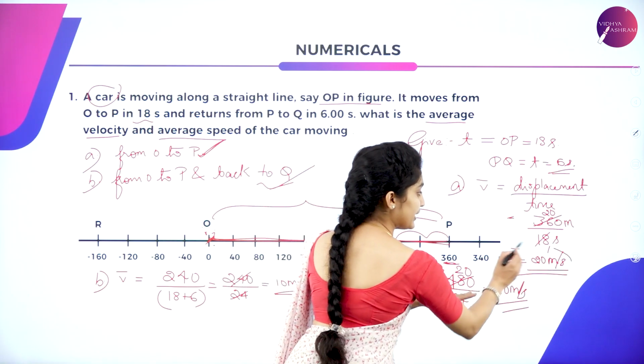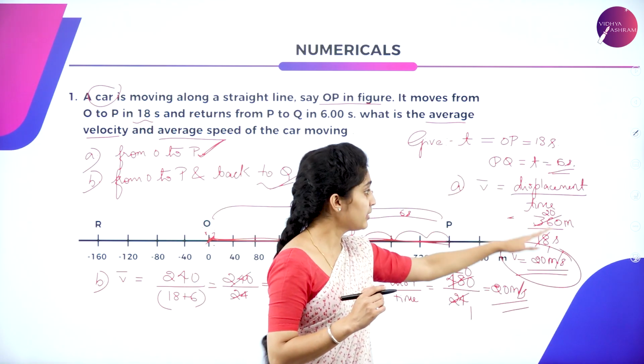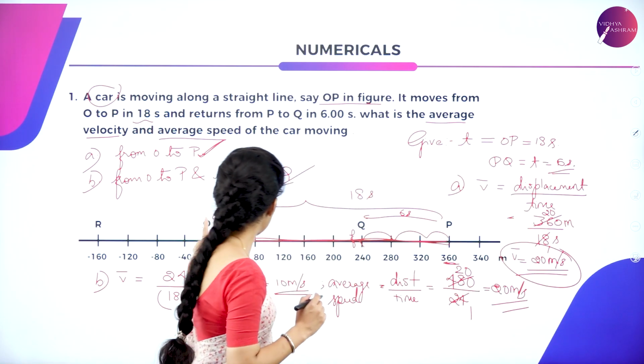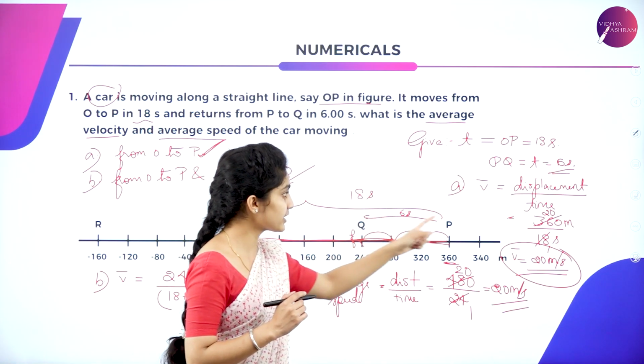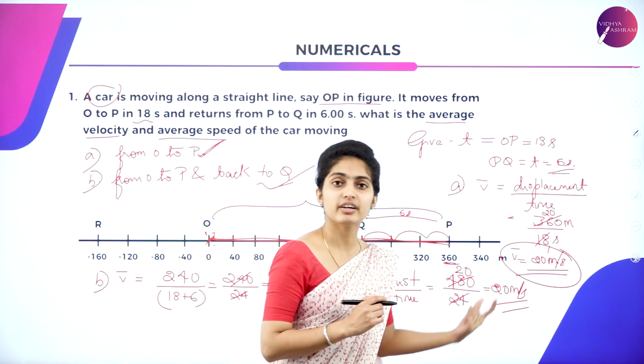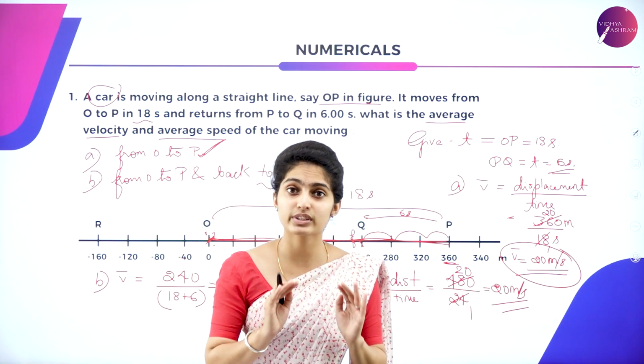You can again repeat the same step for average speed, which is equal to distance by time. So distance will be again 360 meter divided by time. Time taken to travel from O to P is just 18 seconds. So you can write it as 18 seconds and you can get the value. It will be again 20 meter per second. The formula is changed, but the values are one and the same.